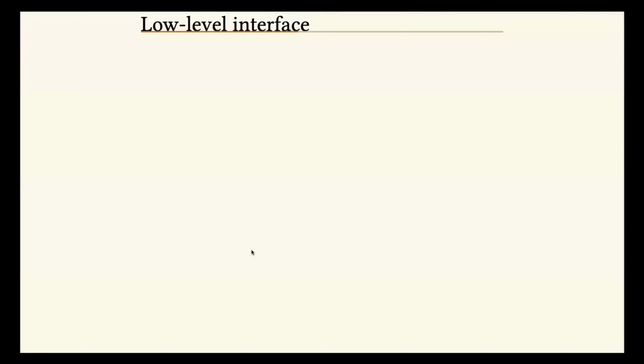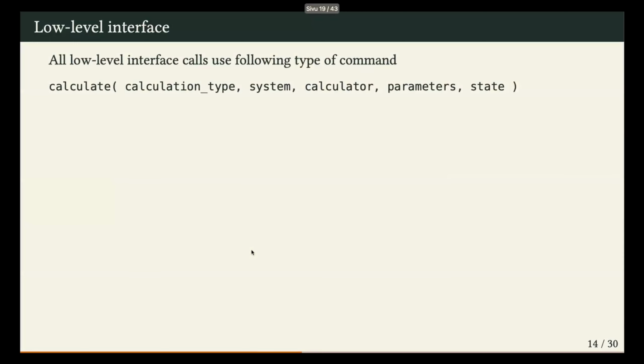And then there's this low-level interface. The one that was there before was basically the same thing that you get with the ASE. And the low-level interface now is a little bit different. It is meant to include something like automatic differentiation and other fancy features. So that's how you call it. That's the general type of call.